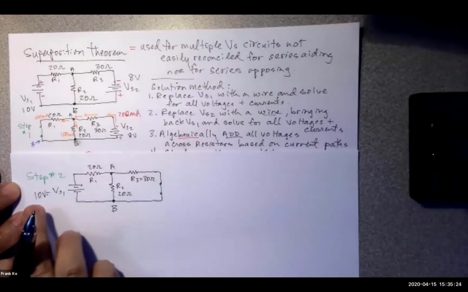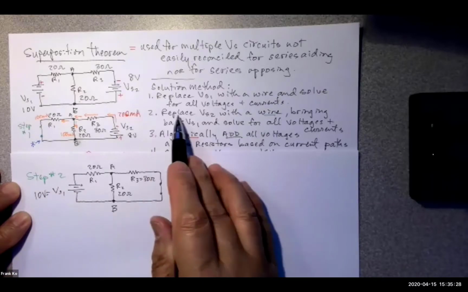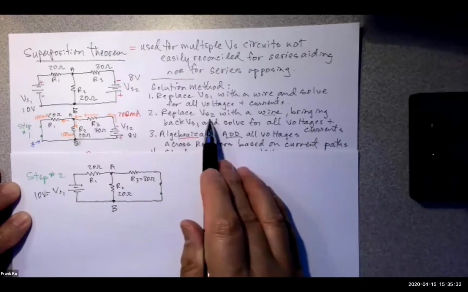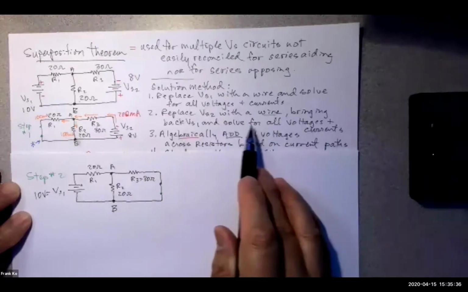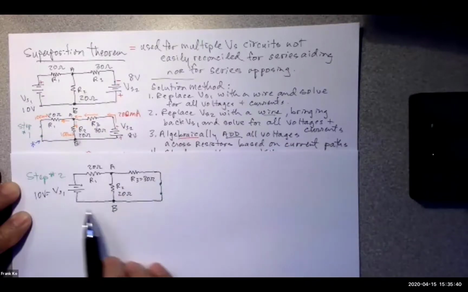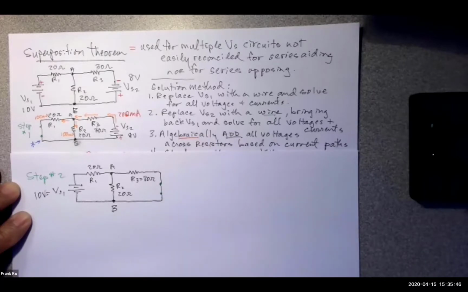So has my step 2 conformed with step 2 of my statement over here? Have I replaced VS2 with a wire? Have I brought back VS1? And now I'm about to solve for all voltages and currents. Is my schematic matching what we asked us to do based on these directives? The answer is yes.